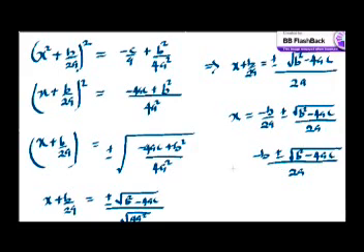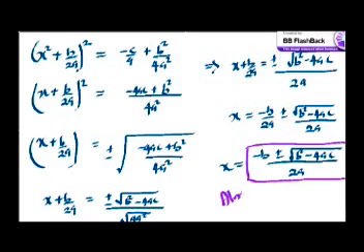Now this is the value for x, and this is what you call your almighty formula. x is equal to minus b plus or minus the square root of b² minus 4ac over 2a. So you call this the almighty formula.